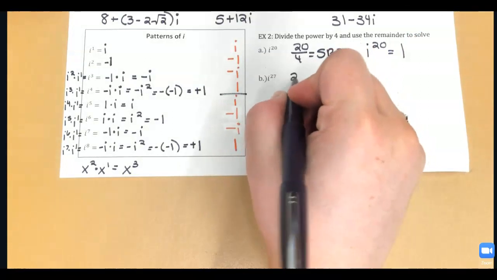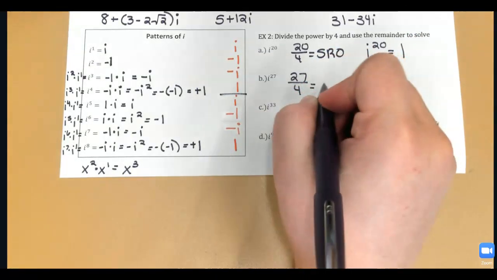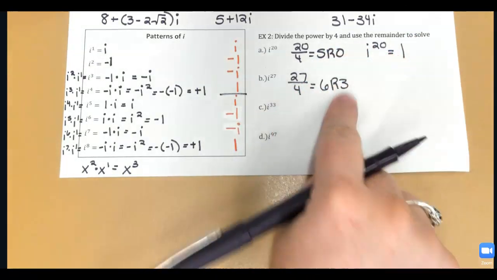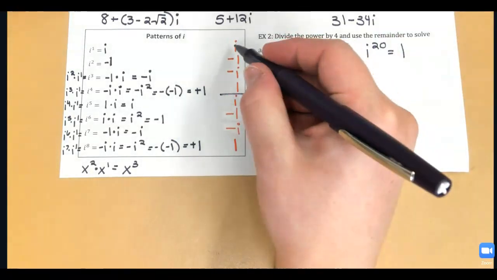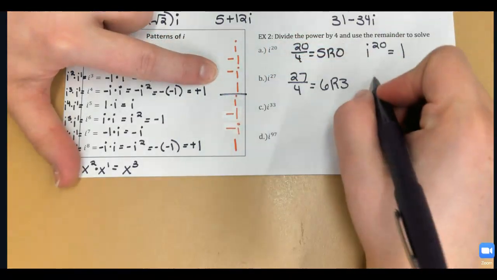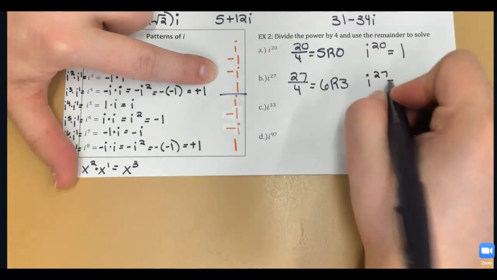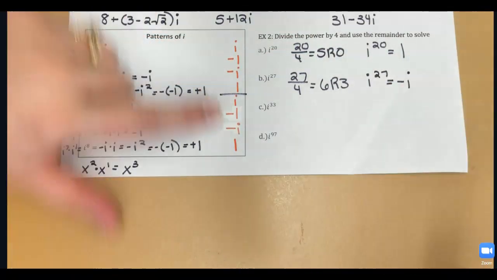On B, my exponent is 27. If I divide that by 4, I get 6 remainder 3. So I'm going to be at the third station, 1, 2, 3, in my pattern. So i to the 27th is -i.